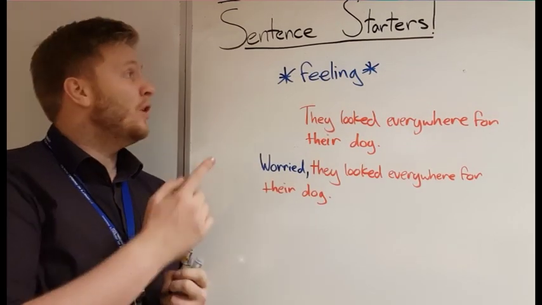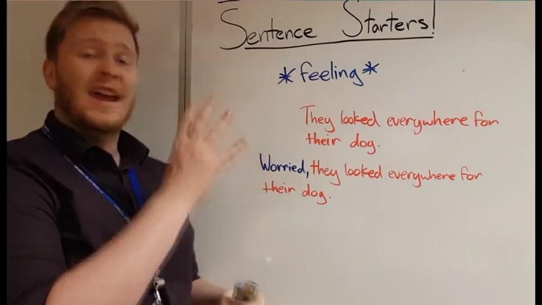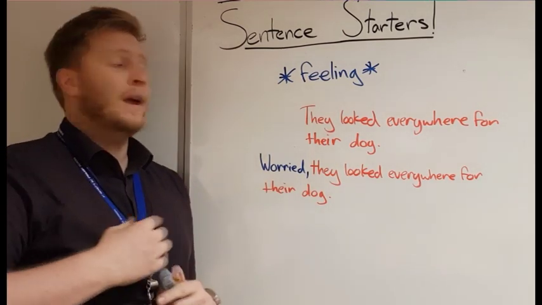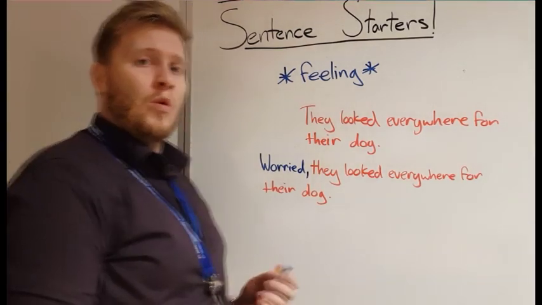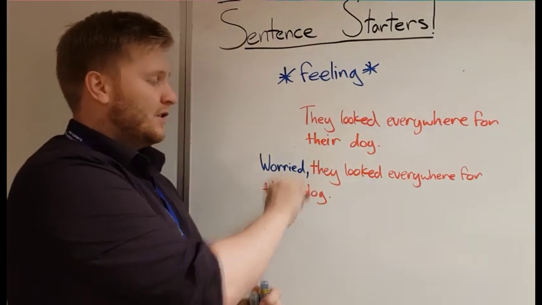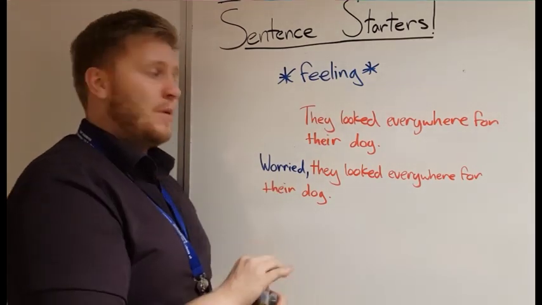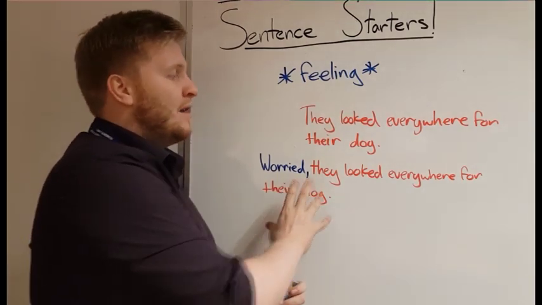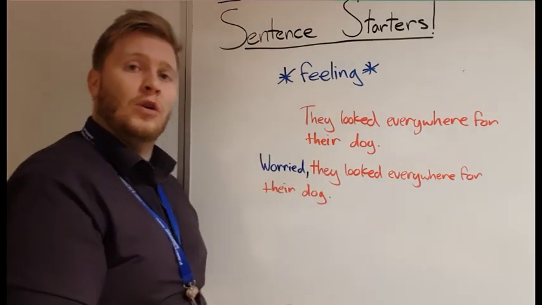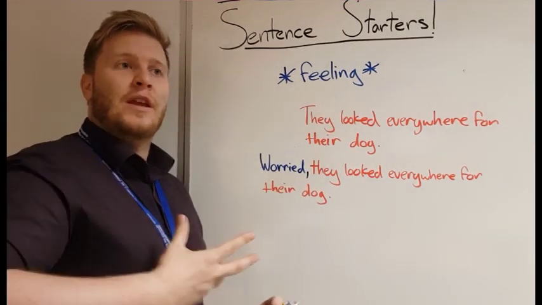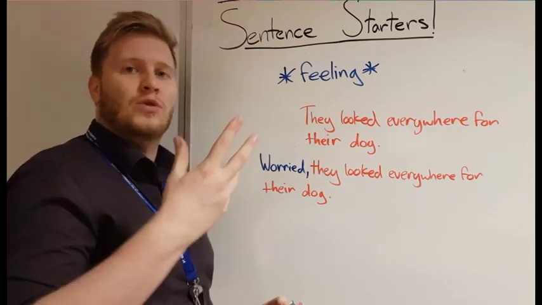So the third way we're going to look at how you can start your sentences is starting it with a feeling, okay? Now, we've got a sentence here, they looked everywhere for their dog. And what we're going to do is put a feeling at the start with our comma to break it off from the main clause, and then repeat the sentence afterwards. So, worried, they looked everywhere for their dog. Okay, so it helps us connect more with our characters, and lets us know how they're feeling.